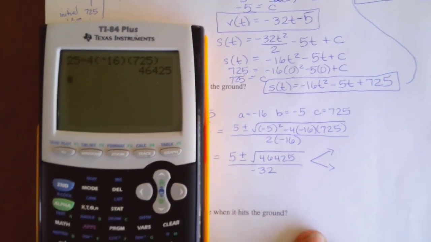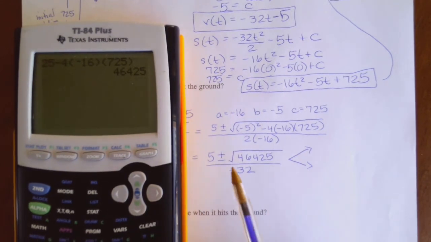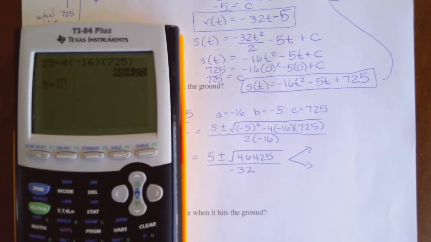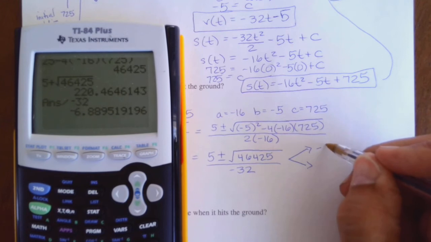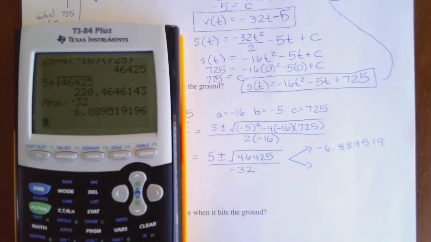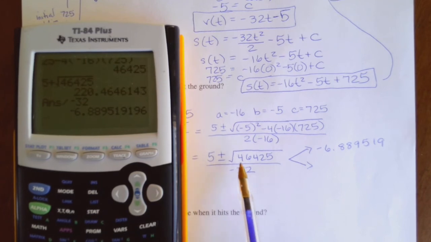We're going to get 2 answers. First we do 5 plus the square root of that, enter, divided by negative 32. That gives us negative 6.889519. And then we're going to do 5 minus the square root of that.